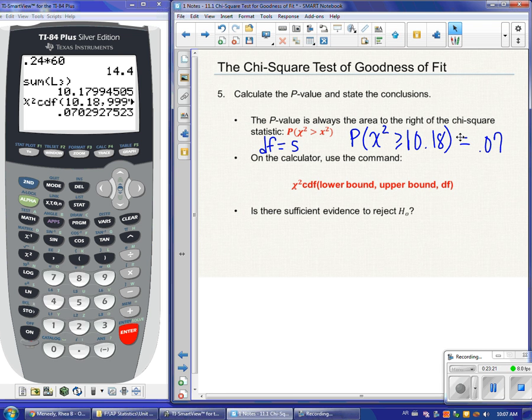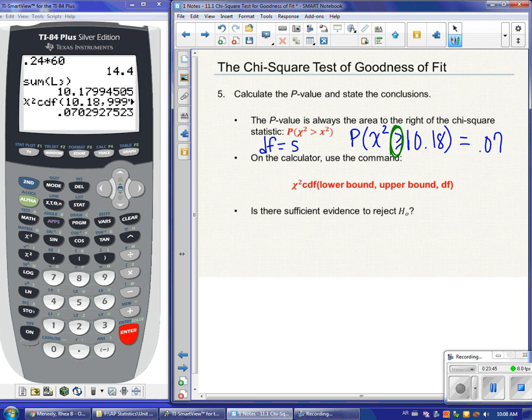It will always, always, always be greater than, because we're looking at a value as extreme as the one we got. Since our values are always positive, it's going to be greater than. And then obviously you're going to interpret that p-value the way we always have. 7% is high compared to our traditional significance level of 5%. So I would say there is not enough evidence to reject the null hypothesis.